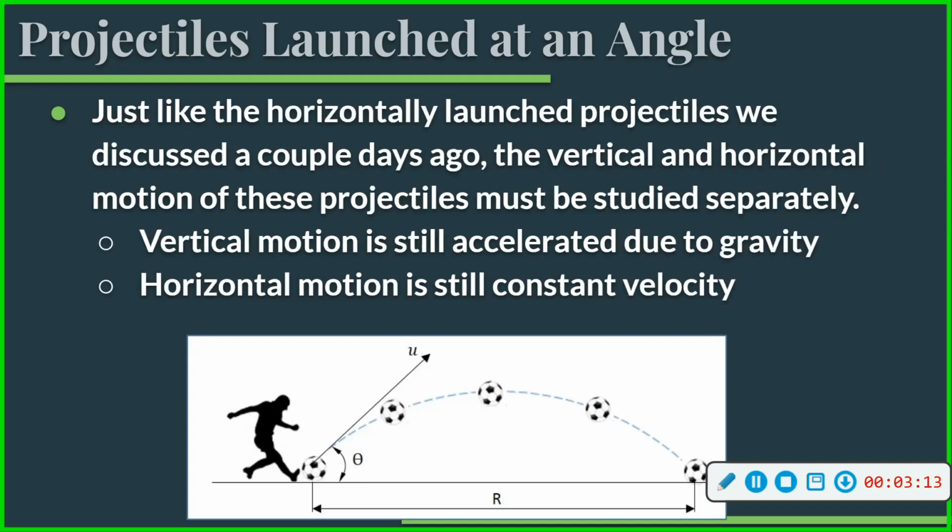Well, just like horizontally launched projectiles, the vertical and horizontal motion of these objects is going to be studied separately. We're going to look at the velocity in the x direction. We're going to look at the velocity in the y direction. And of course, in the x direction, horizontally, we're going to have constant velocity. It's not going to change because there's no acceleration in the horizontal direction. Now, for our vertical component, yes, we have gravity there. There's an acceleration going on. Okay? And so we'll need to use appropriate tools to find that.